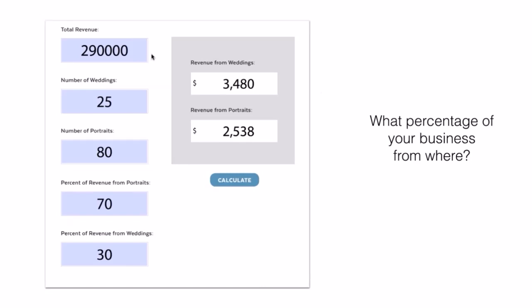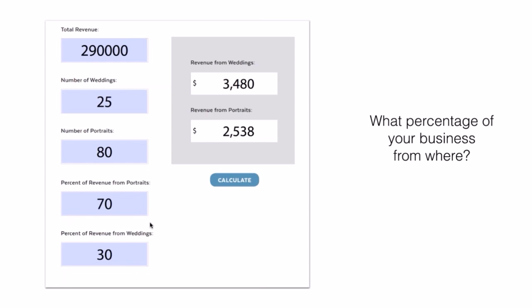So if we want to take a look at this number up here, for example, let's make this easy. Let's say you wanted 50% of your revenue to come from portraits. So I would take this number and multiply it by 0.5, so 50% is 0.5. And so that would give us $145,000 total. Does that make sense?